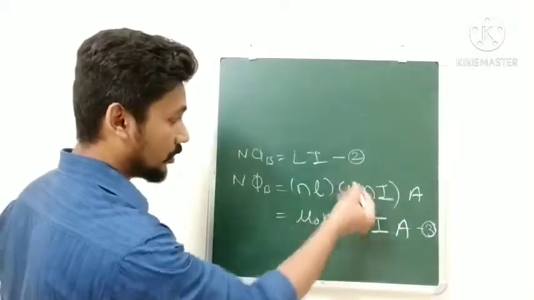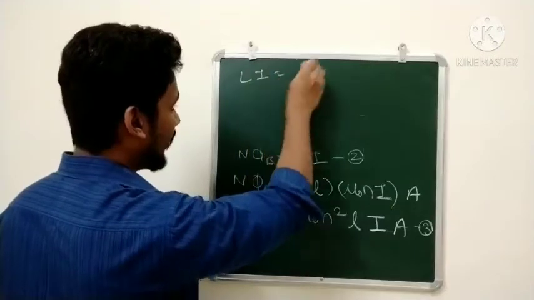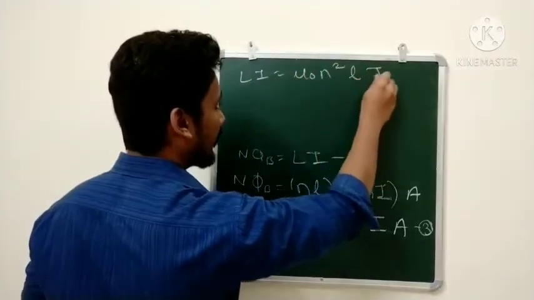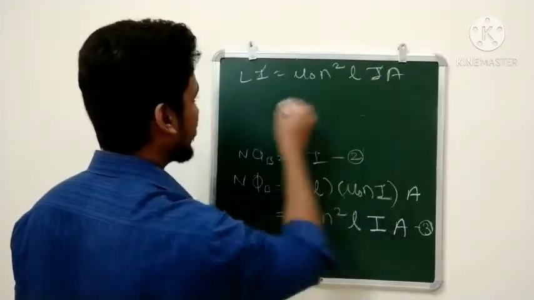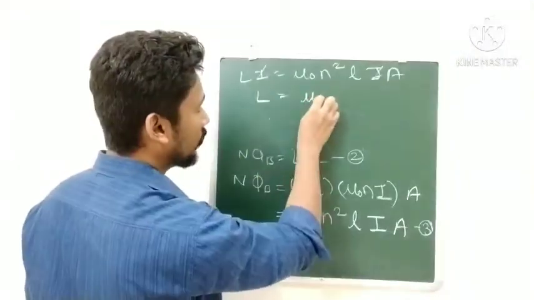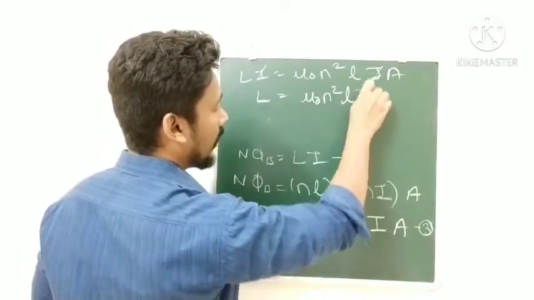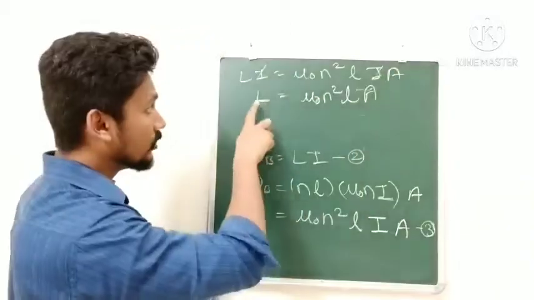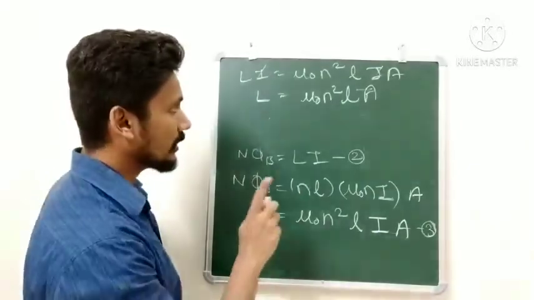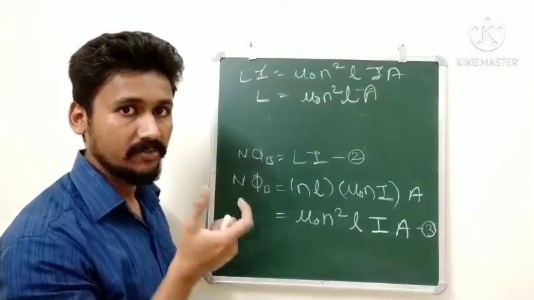Now comparing equation 2 and 3, we will get Li equal to mu naught n square L I A. I gets cancelled and therefore we get L, that is the self-inductance, equal to mu naught n square L into A. So this is the formula we have got for the self-inductance of that solenoid. Of course, we have assumed that inside the solenoid there is air or vacuum, right?